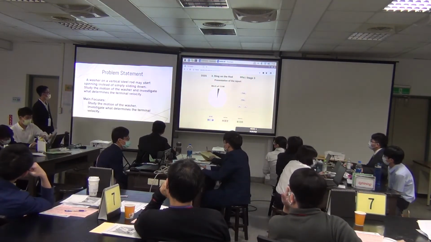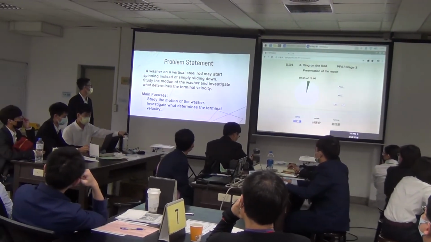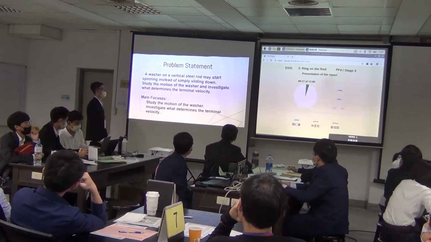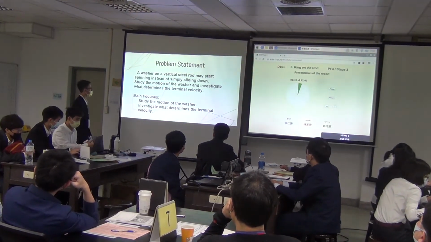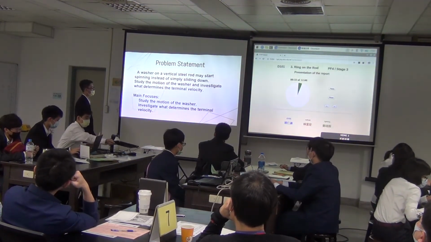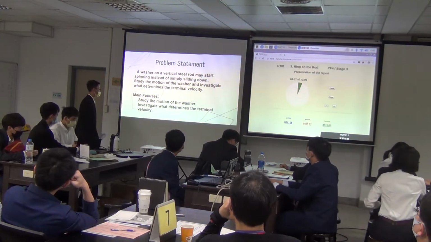Water on the vertical steel rod may start spinning instead of simply sliding down. Study the motion of water and investigate what determines the terminal velocity. The main focus is to study the motion of water and investigate what determines the terminal velocity.